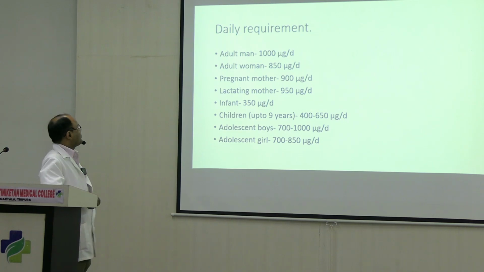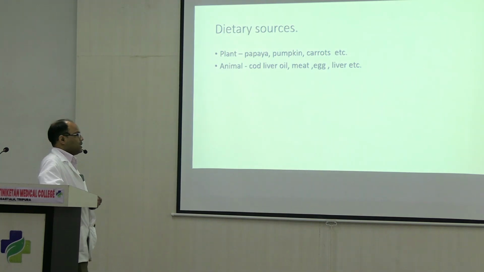Okay, just move on. Dietary sources: plant sources, dark colored, especially yellow colored fruits like carrot, pumpkin, mango, are a very good source of vitamin A. Papaya. In animal sources, cod liver oil, meat, egg, liver. These are very good sources of vitamin A.